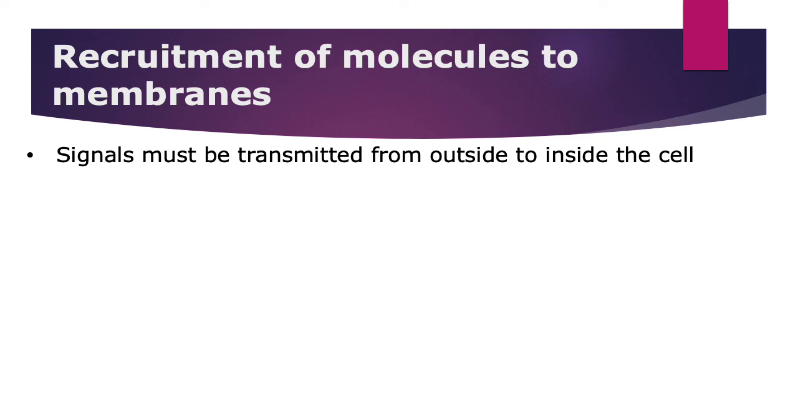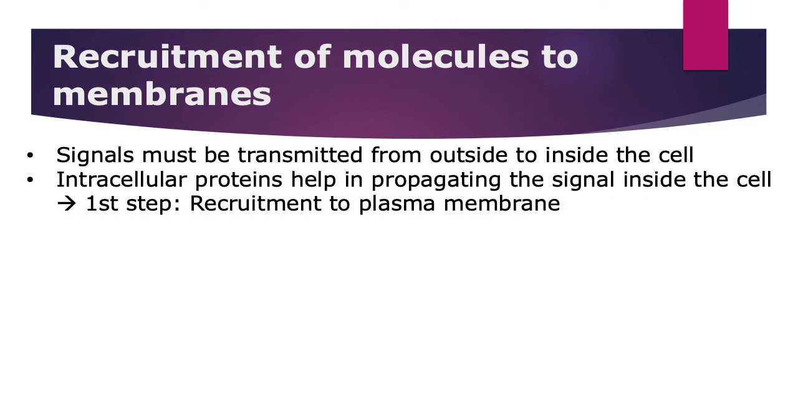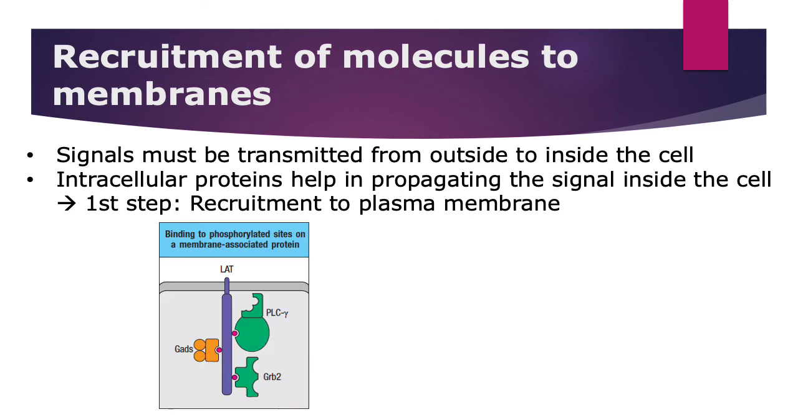Once the ligand binds to the receptor, then that information has to be passed to inside the cell. This is normally done by recruiting intracellular proteins to the plasma membrane. This can be done in a variety of ways. One example is where you can have certain proteins that have binding sites where other proteins can bind, and thus they are able to be brought closer to the plasma membrane.